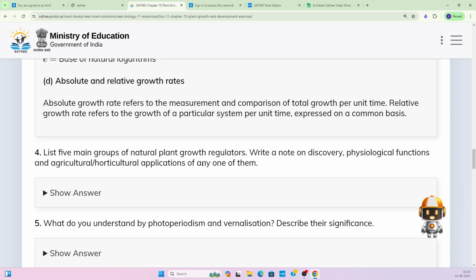Absolute and relative growth rate. What is the meaning of absolute and relative growth rates? Absolute growth rate refers to the measurement and comparison of the total growth per unit time. Relative growth rate refers to the growth of a particular system per unit time, expressed on a common basis. So absolute growth rate refers to the measurement: you take the measurement, then you get the absolute, and comparison of the total growth per unit time, right? And relative growth rate refers to the growth of a particular system per unit time.